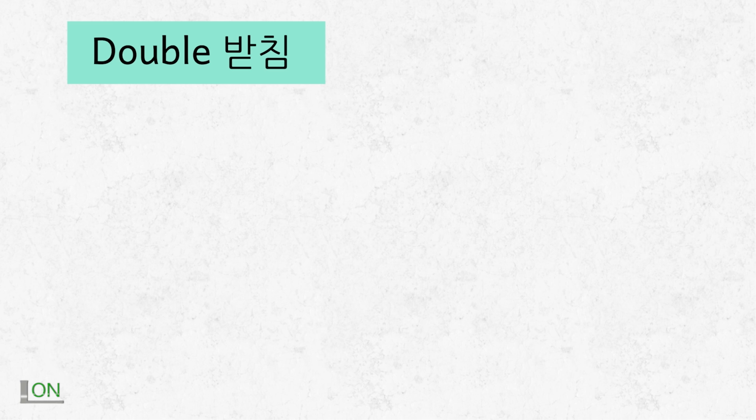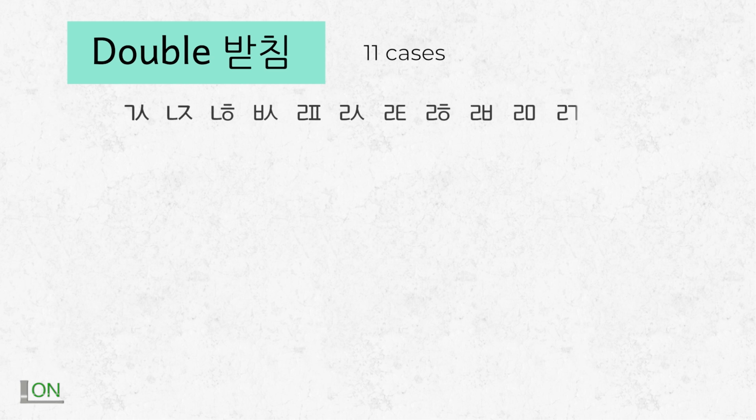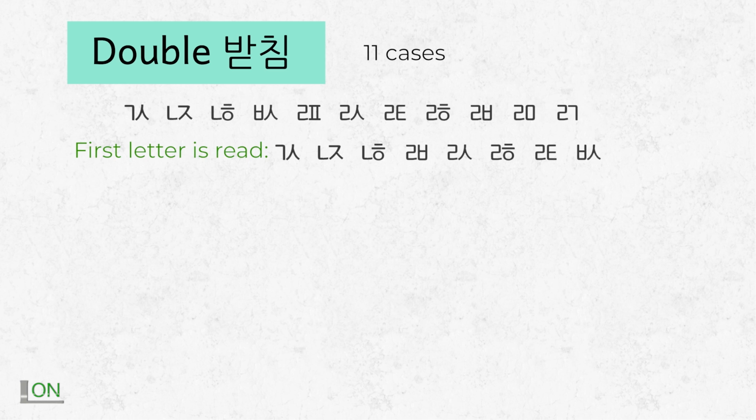Now let's talk about double 받침. There are 11 cases. I'm gonna read all of them. ㄳ, ㄵ, ㄶ, ㄼ, ㄽ, ㄾ, ㅀ, ㄿ, ㄺ, ㄻ, ㅄ. Of course, they are not read like this. There are 8 cases where the first letter is read: ㄳ, ㄵ, ㄶ, ㄽ, ㄾ, ㅀ, ㄼ, ㅄ. But of course, here we pronounce only the first letter.